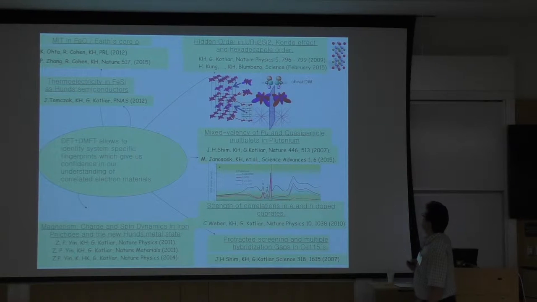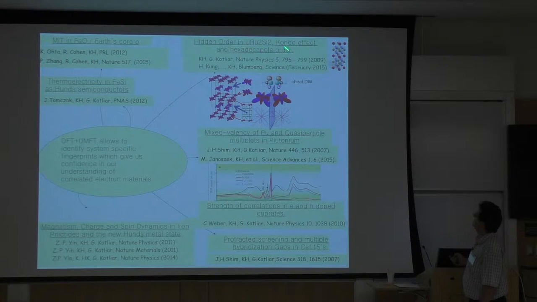For example, the heavy fermions can be very nicely simulated with this. We discussed the hidden order in uranium ruthenium silicon 2, and we predicted back in 2009 that this is actually hexadecapolar order. And recently, Blumberg used Raman spectroscopy and proved that this hexadecapolar order leads to something that we call chiral density wave. So at least we have a smoking gun, not direct proof, which needs to be done by X-ray really measuring a chiral density wave. But at least we have from Raman spectroscopy a pretty good smoking gun experiment for this theory.